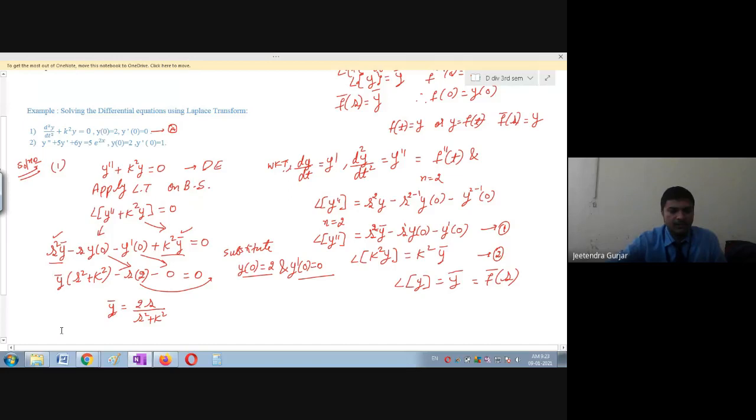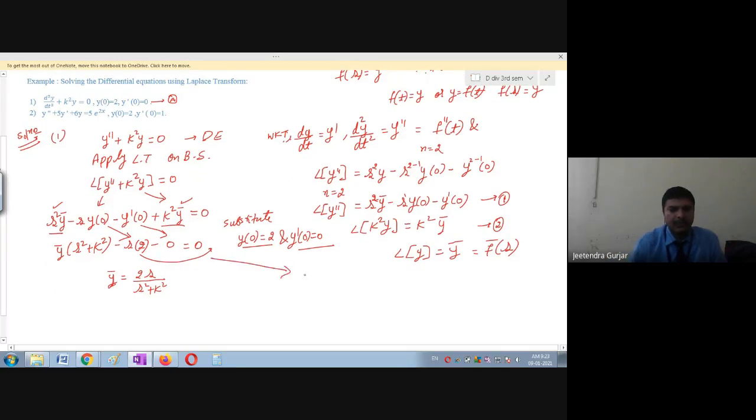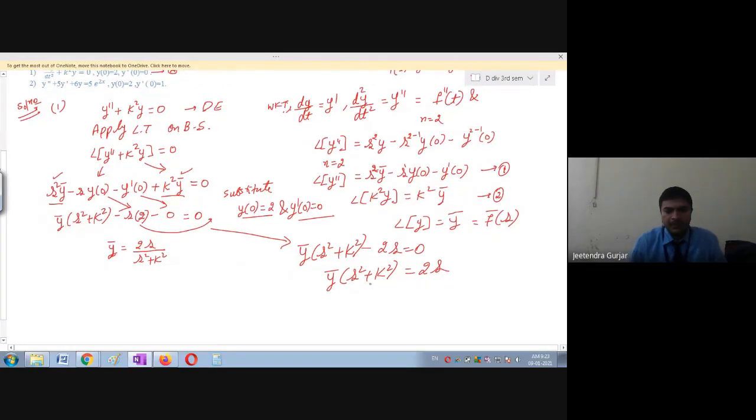Is it clear, students? If you are getting confused, I'll try to rewrite this once again. See, I'll simplify this: y dash times s square plus k square minus 2s is equal to 0. Am I right? Y dash times s square plus k square is equal to 2s. This minus, if I bring it on the RHS side, is going to become plus. Further, when you simplify, I will bring this numerator to the denominator. Therefore, y dash is equal to 2s upon s square plus k square. That is what I have written here: y dash is equal to 2s upon s square plus k square.